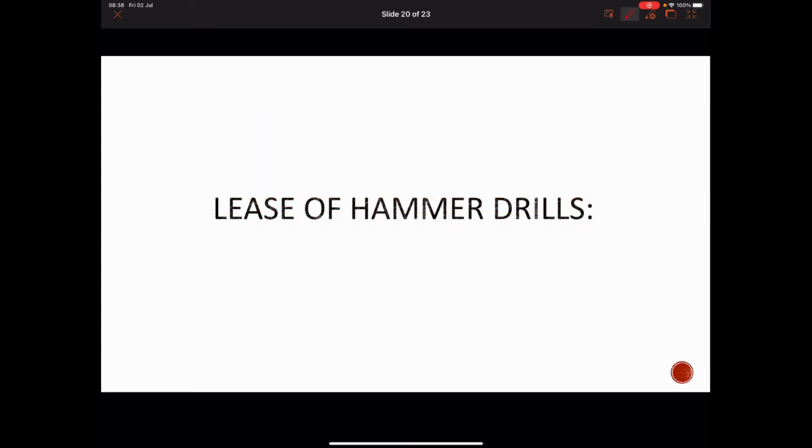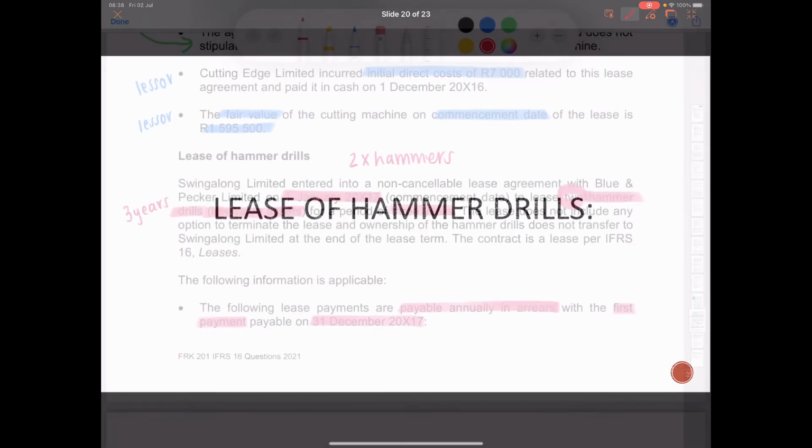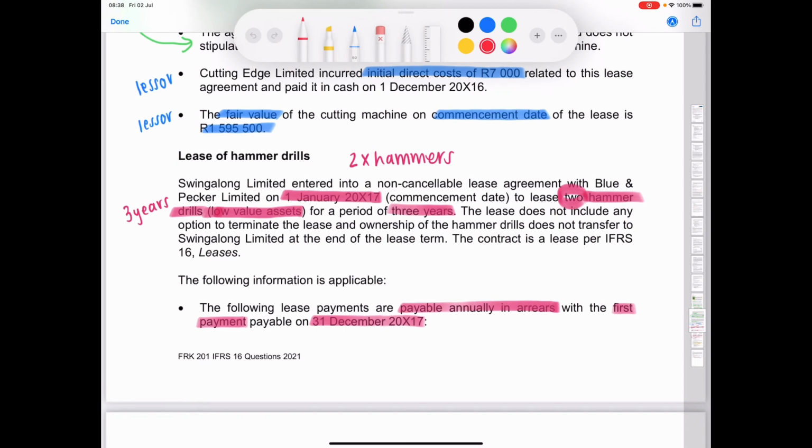I'm now going to discuss the lease of the hammer drills and go through that information. In the information, they tell us that Swingalong Limited entered into a non-cancelable lease agreement with Blue and Pecker Limited on 1 January 2017. Very important, remember, for the lease of the hammer drills, they ask us for the journal entries for 2018.